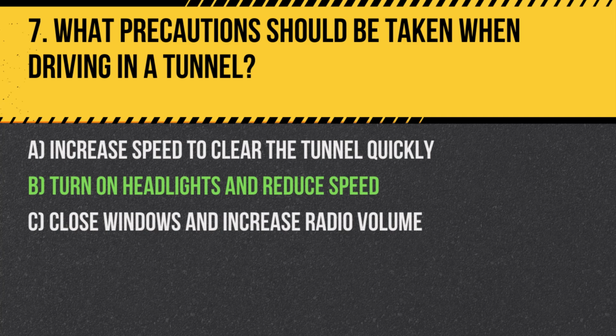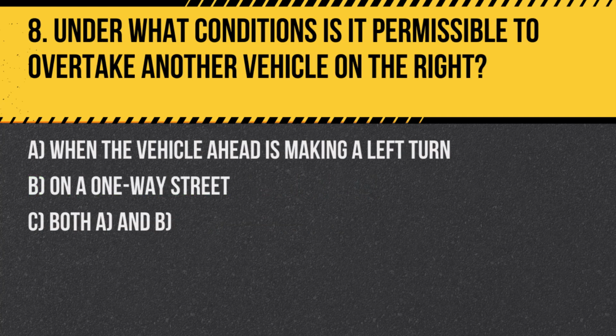When driving through a tunnel, it's important to turn on your headlights and reduce your speed to improve visibility and safety. Question 8. Under what conditions is it permissible to overtake another vehicle on the right? A. When the vehicle ahead is making a left turn. B. On a one-way street. C. Both A and B.